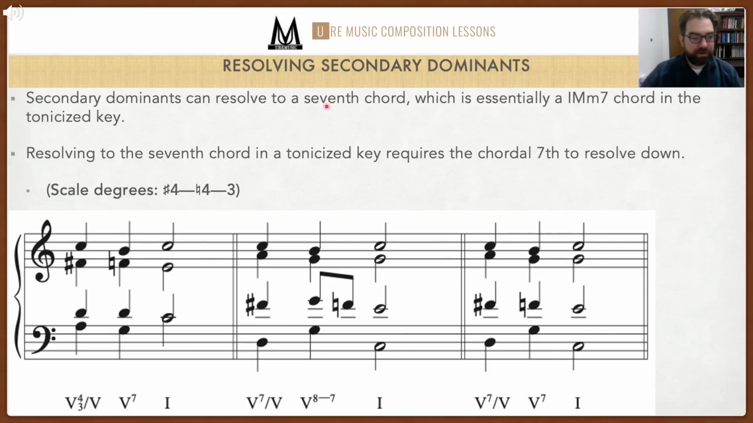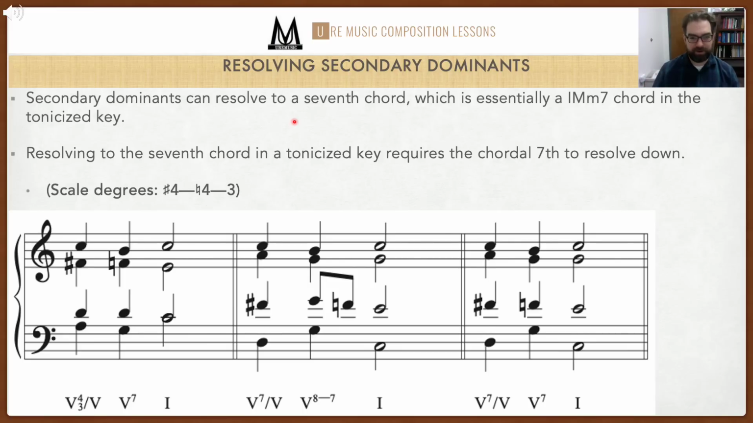So when resolving secondary dominants, they can resolve to a 7th chord, and this is a little bit unusual because typically what I've told you in the past is that in the classical romantic period we typically don't have 1/7 chords, and if you do see one, it means something special is going on or something unusual is going on. In this case, it's the fact that we're in a secondary key area.